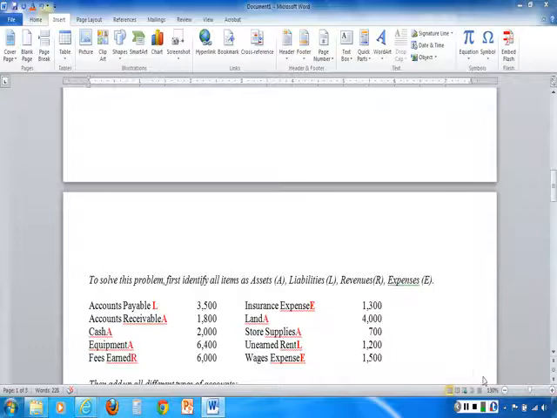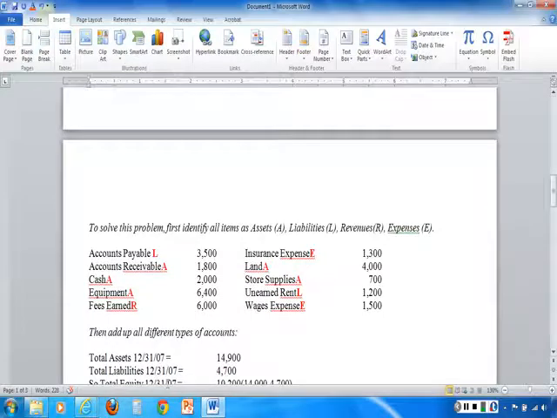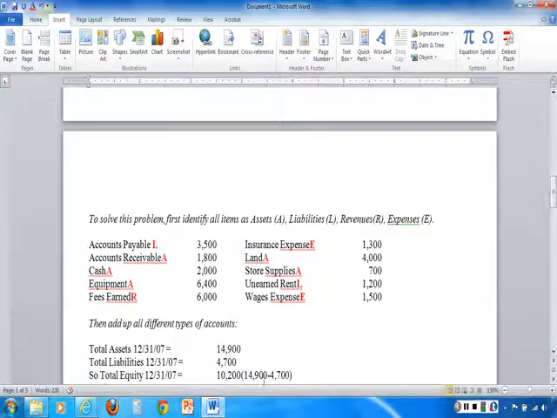Now I'm going to add up the different categories. If I add up total assets as of 12/31/07, I get 14,900. I've just picked up all the ones marked A and I get 14,900. Likewise, I added up all the liabilities and I got 4,700. Since I have assets and I have liabilities, I can find out equity, and my equity will be the difference between these two numbers, and my equity is 10,200.